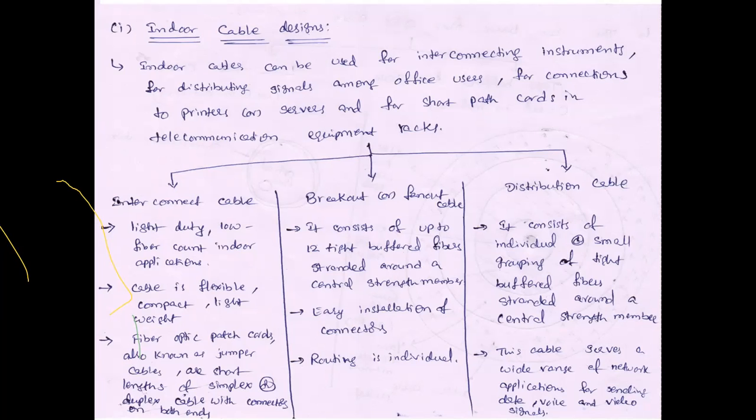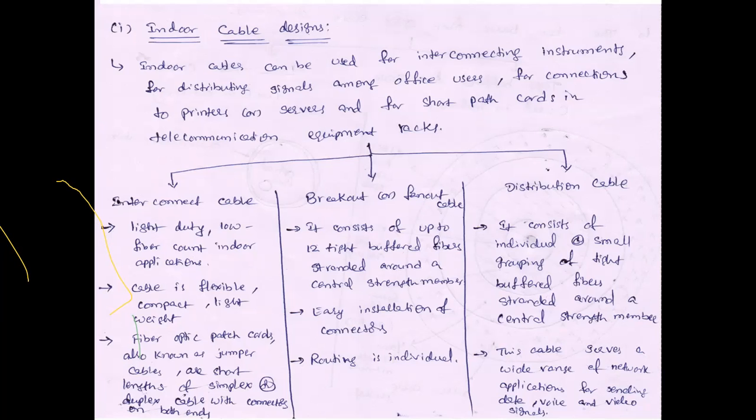Here what is meant by simplex? Simplex is nothing but a one-way direction from transmitter to receiver. And what is meant by duplex? Duplex is nothing but both directions, that is transmitter to receiver and receiver to transmitter transmission, but not at the same time. Next, the second type of indoor cable design is breakout or fan out cable.